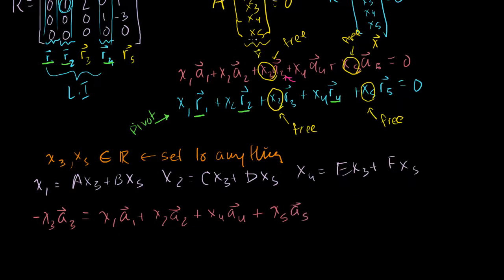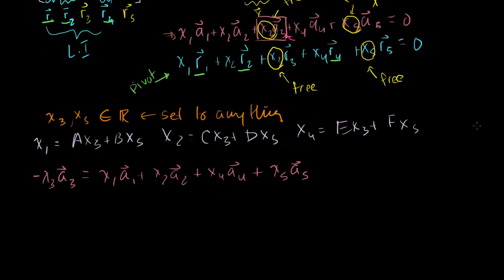All I did is this, I guess salmon-colored statement here, is just another rewriting of this equation right here. And all I did is I subtracted this term right here, x3 a3, from both sides of the equation. Now, x3 is a free variable. We can set it to anything we want, and so is x5. So let's set x3 equal to minus 1.